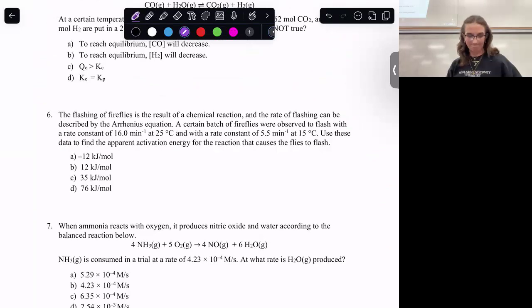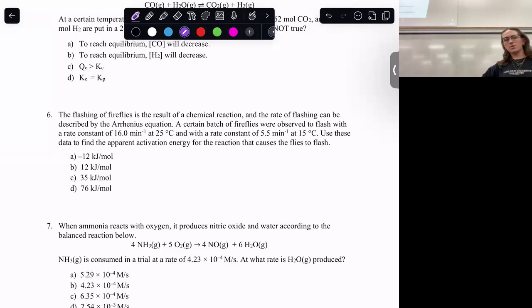Okay. So for 6, we have the flashing of fireflies is the result of a chemical reaction, and the rate of flashing can be described by the Arrhenius equation. A certain batch of fireflies were observed to flash with a rate constant of 16 1/minutes at 25 degrees Celsius, with a rate constant of 5.5 at 15 degrees Celsius. Use these data to find the apparent activation energy for the reaction that causes the flies to flash.